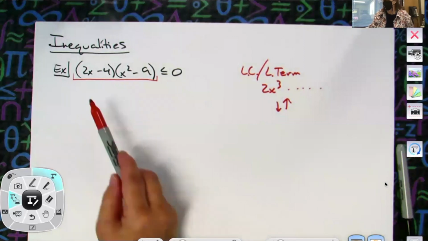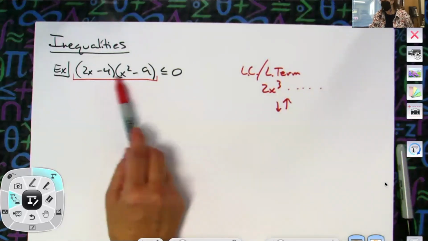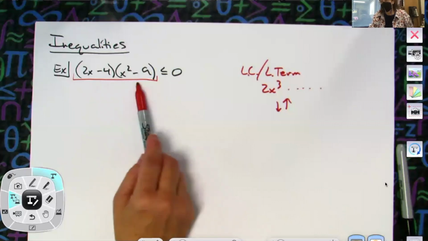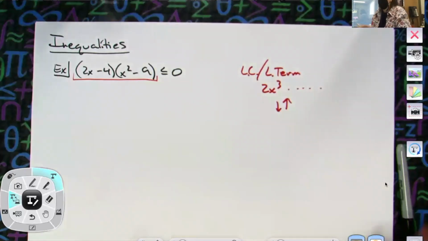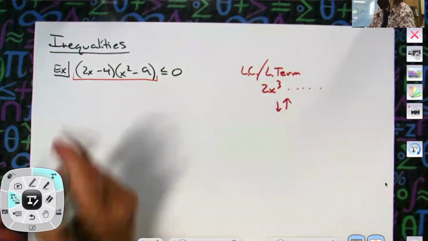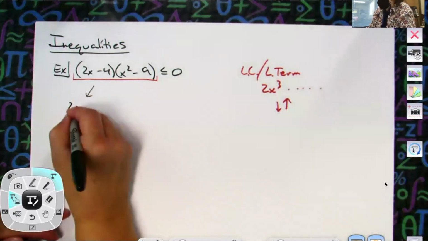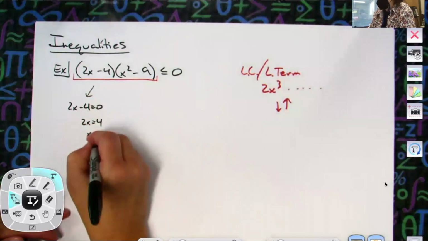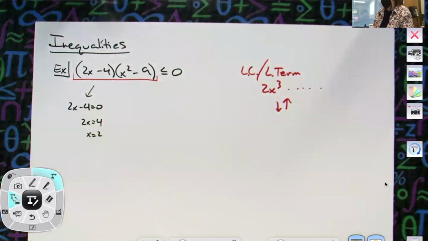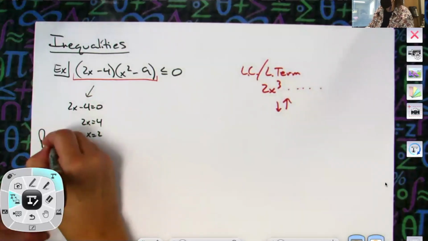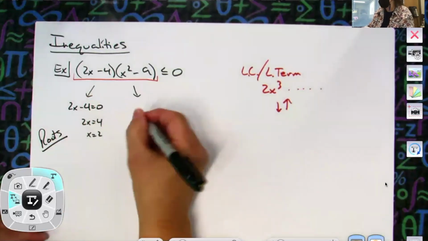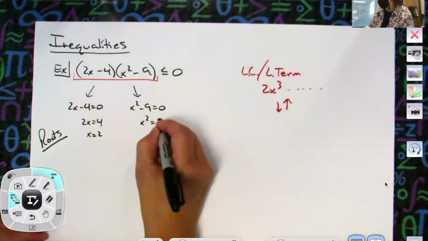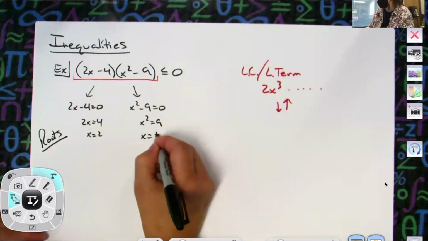Well, we first found the roots. This is in factored form, right? When it's in factored form, I can take each factor and set it equal to 0. If I set this one equal to 0, 2x minus 4 equals 0, 2x equals 4, so x equals 2. I get a root right there of 2. These are my roots. If I set this equal to 0, x squared minus 9 equals 0, x squared equals 9, so x equals plus or minus 3.